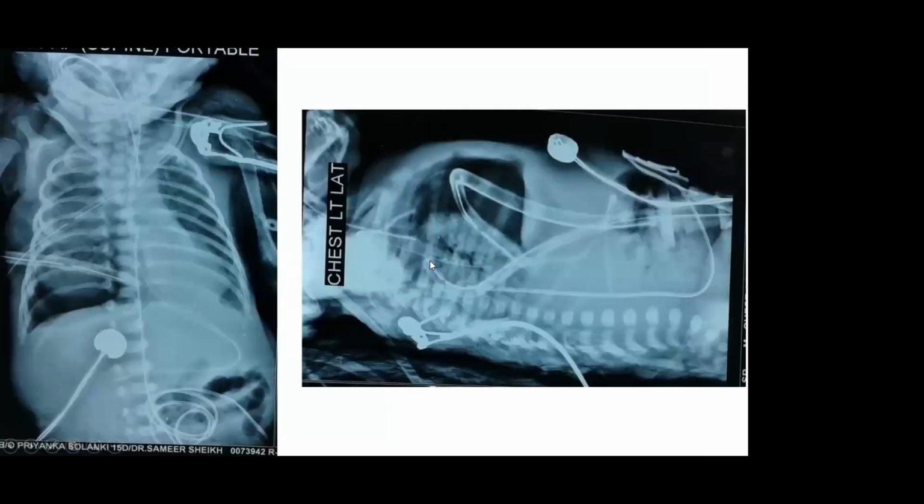But simultaneously, take a look at this. Okay, you will never see air collecting behind the sternum. So this is again a pneumomediastinum. Yes, the UAC is pretty much in position. Okay, so this is an air leak.